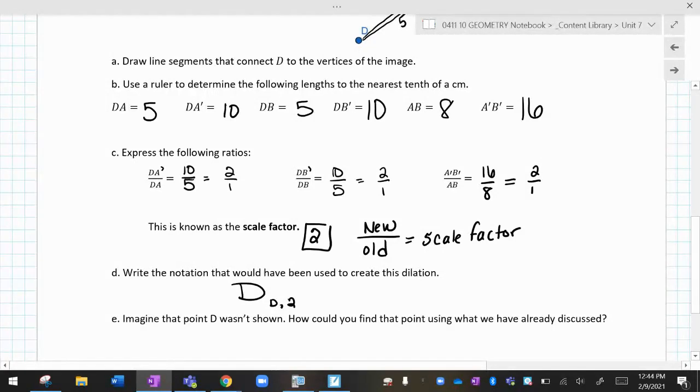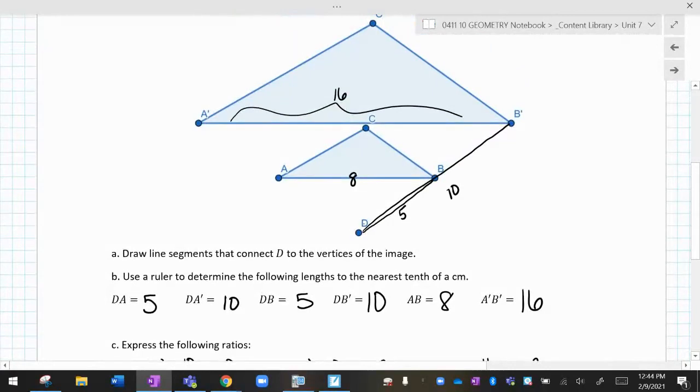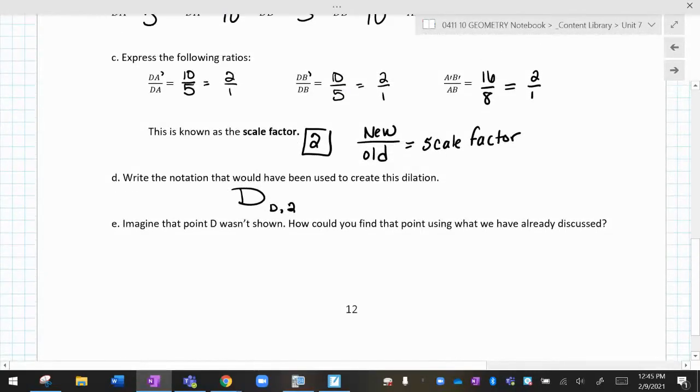Then it says, imagine that point D wasn't shown. How could you find it using what we've already discussed? Well, what we just realized is that when I connected D to B, it also connected to B prime. When I connected D to A, it also connected to A prime. When I connect D to C, it's also going to connect to C prime. If you ever want to find the center, but you don't see it, you connect the preimage and the image, connect those corresponding points, and where those intersections occur, that's where your center is going to be.